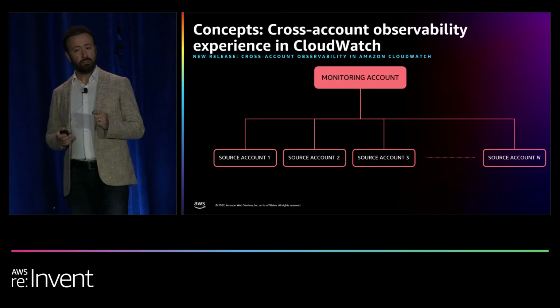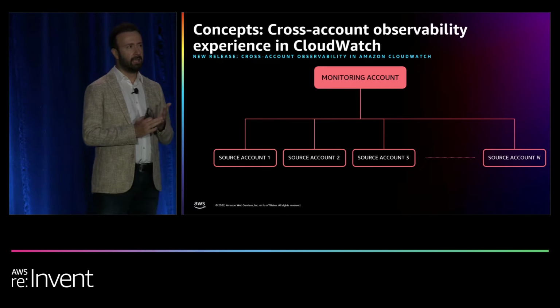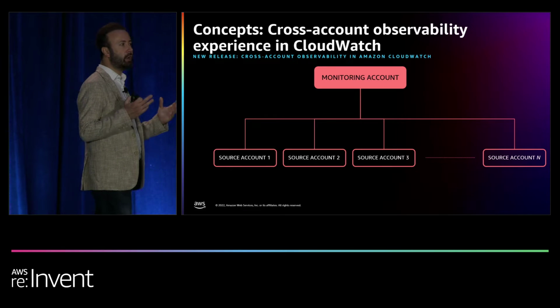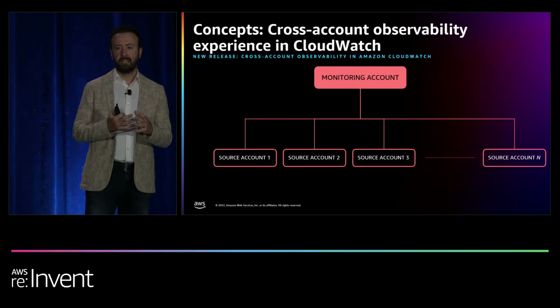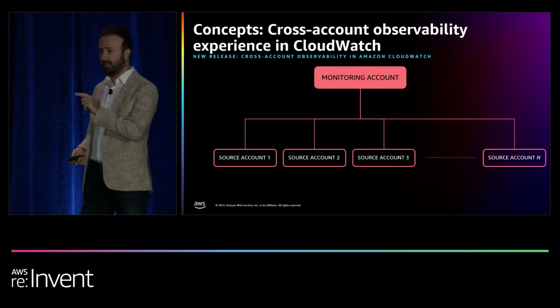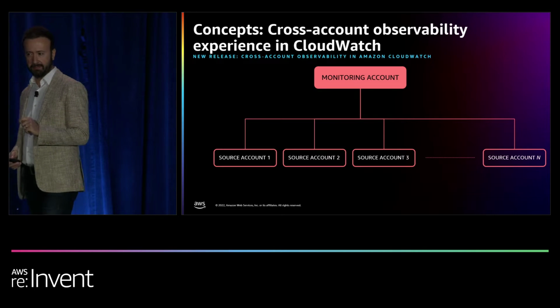And the problems you often run into are not having access to the right data, not having permissions to run the right queries, not having all the data you need stitched together such that you're going to get the right answers, and more. Amazon CloudWatch Cross-Account Observability is here to address these problems.